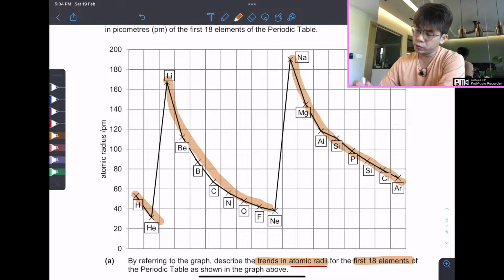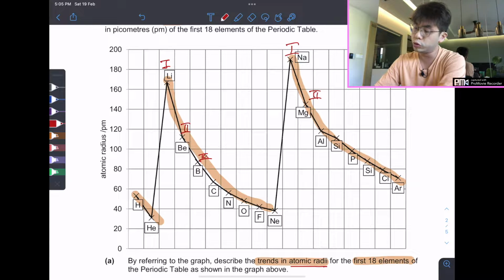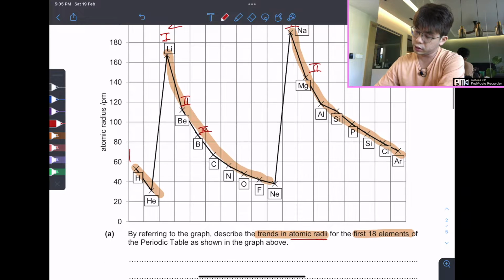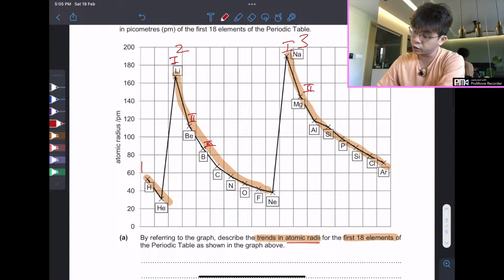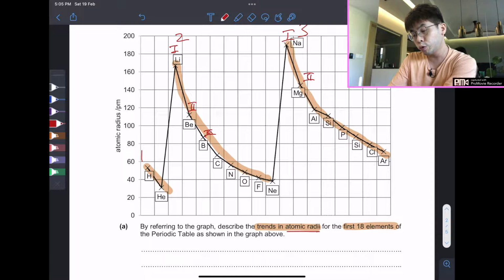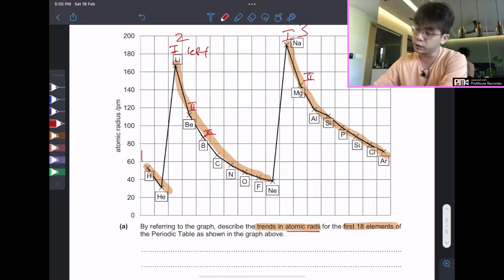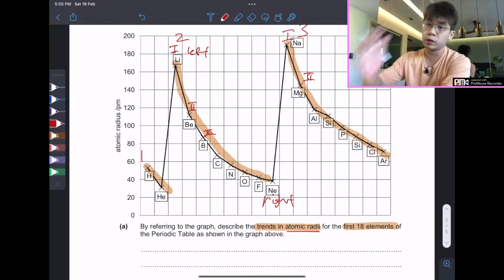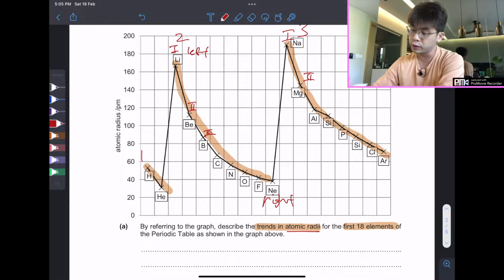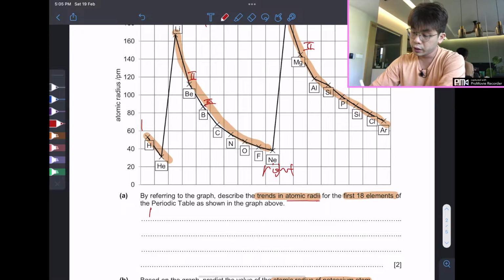So I can see that this is group 1, and then group 2, and then group 3, and then group 4, and so on. And then Na again, this is group 1, this is group 2, but this is period 1, this is period 2, this is period 3. Alright, so what am I supposed to answer here? I'm supposed to describe the trend of atomic radii. This is the left side of the periodic table and this is the right side. When I'm moving from left to right of the periodic table, the atomic radius seems to decrease. So that's the first thing I'm going to write.